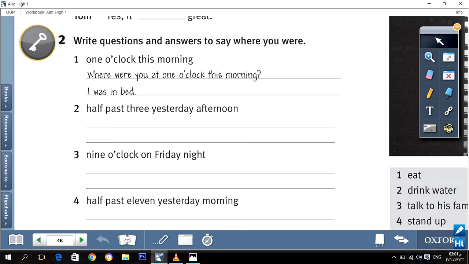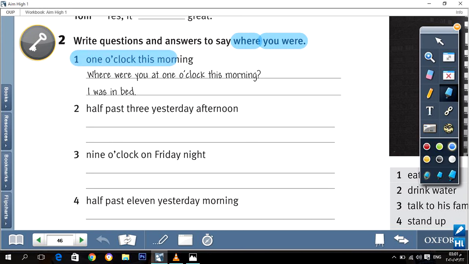Exercise number 2. Write questions and answers to say where you were. This exercise requires us to construct questions by using the question word, which is where. We need to ask, where were you, and to use the following statements below, number 1, 2, 3, and the rest of them, by constructing questions. Okay.